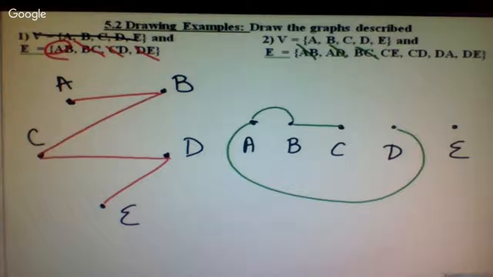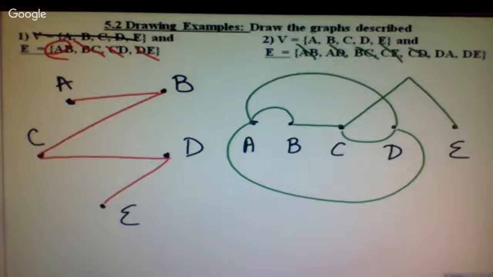Straight lines work. You can do curved lines. You could do really weird shapes. C to E. I can go like this, and it still connects C to E without going through another point. So that's okay. I need to connect C to D. I need to connect D to A. And I need to connect D to E. Just because your graph doesn't look like my graph does not mean it is wrong.